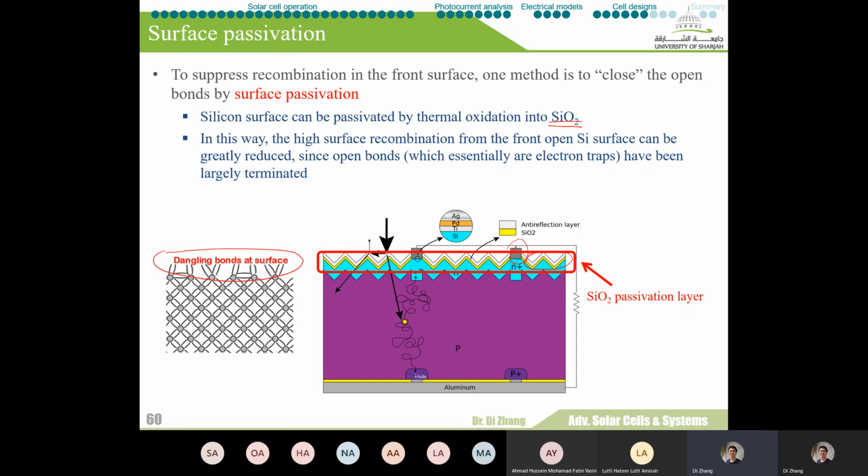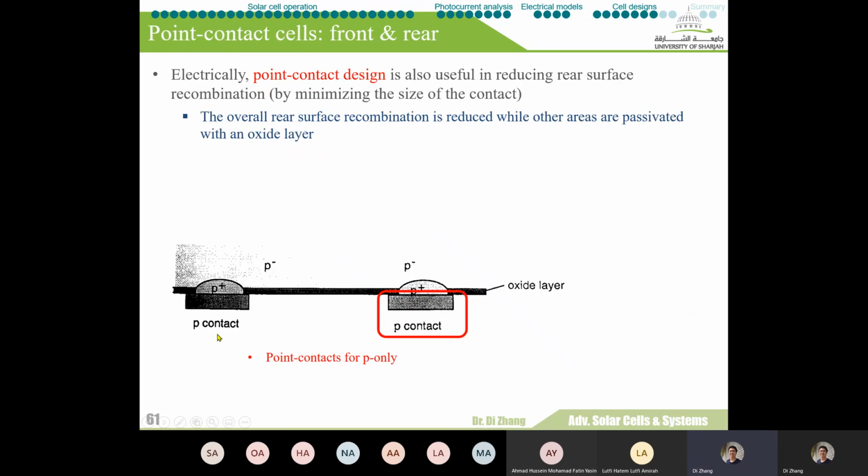In this way, we will be able to suppress the surface recombination, and we should be able to passivate the front surface and the back surface at the same time, and this will greatly increase your solar cell performance. So that is the surface passivation that we also introduced last time. So continuing from last time, what else can we do in silicon solar cells that can further increase the performance? One additional design that you can do, and probably you already realized this design from the previous diagrams, because the previous slide already had some examples of this, is to use the so-called point contact.